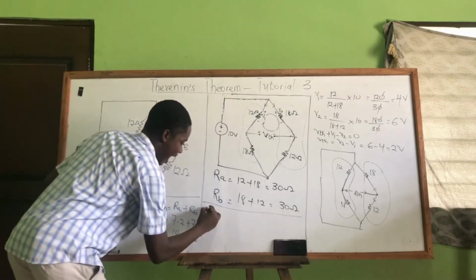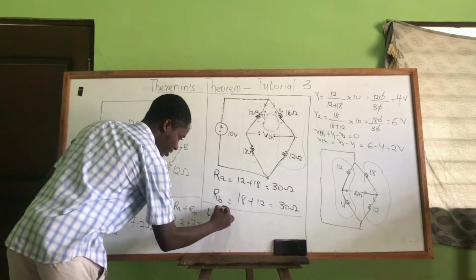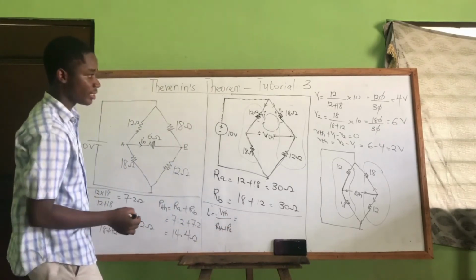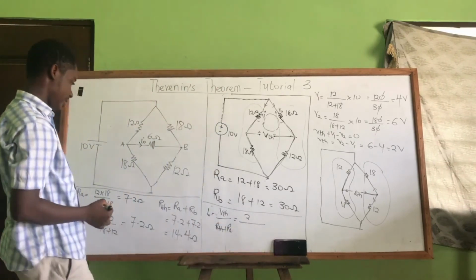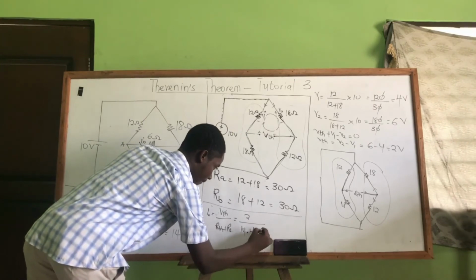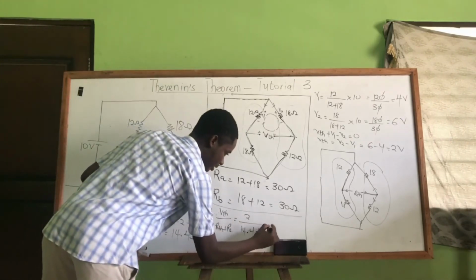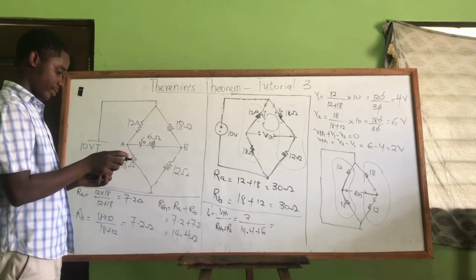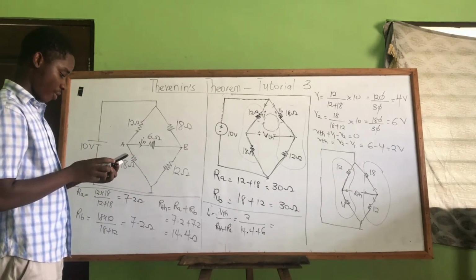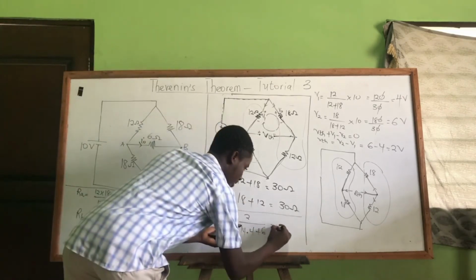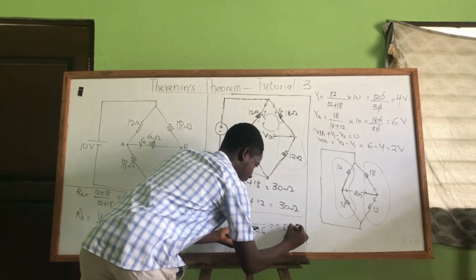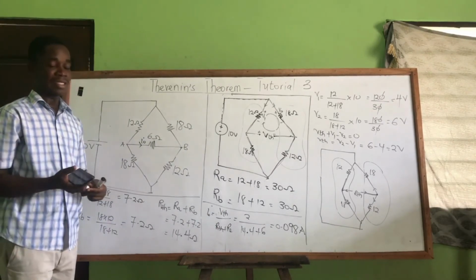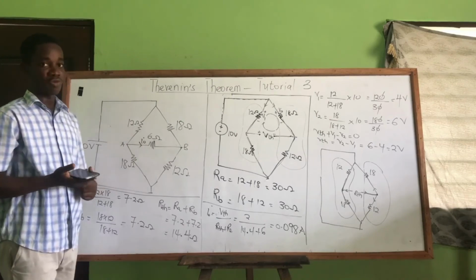So using the formula, I know that the I, that is I naught, is going to be VTH over RTH plus the load. So the VTH is 2. The RTH is giving us 14.4 plus the load resistance, which is 6. So we have 2 over 14.4 plus 6, and that one is equal to 0.098 amperes. 0.098 amperes is the current flowing through the 6 ohm resistor using Thevenin's.